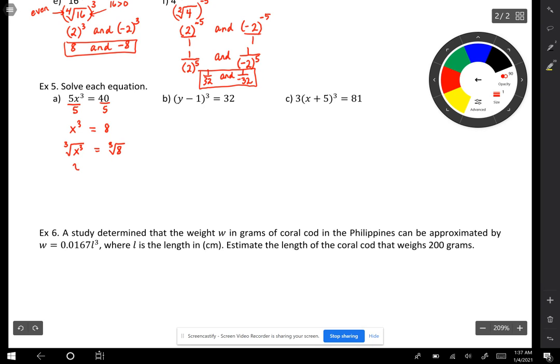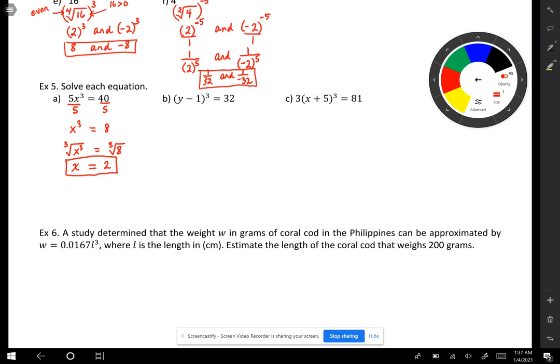Okay, and the cube root of x to the third is x because you just want one of those. And the cube root of 8 is 2. And that's your answer. 2 times 2 times 2 is 8. So there you go.